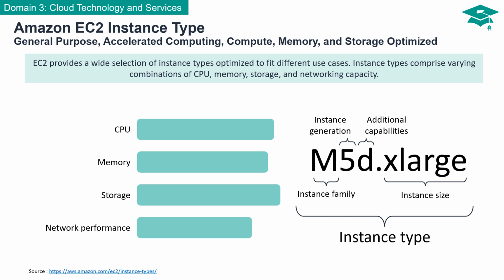It's crucial to note that every instance size within an instance family maintains the same CPU ratio. However, each size doubles the number of CPU, memory, and storage resources compared to the previous size.